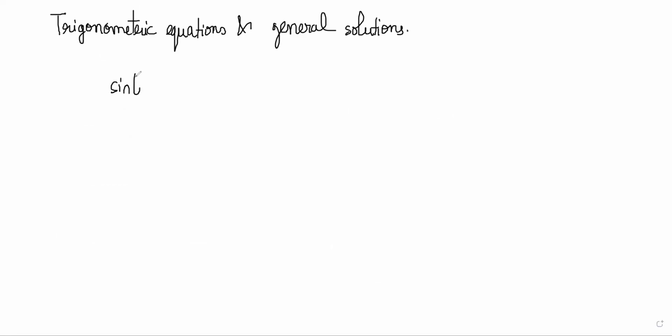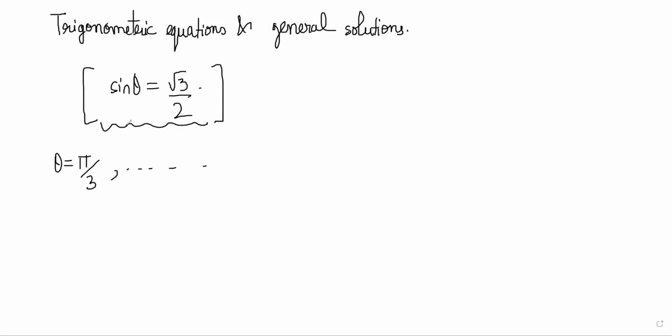if you have, suppose, sine theta is equal to root 3 by 2, obviously one possible answer for theta is pi by 3, but that is not the only answer possible. We have the second quadrant also. You could turn around a full circle and go to further angles after 360 degrees. So there are many solutions possible. We want to be able to write all the possible solutions of this equation, not just one answer.